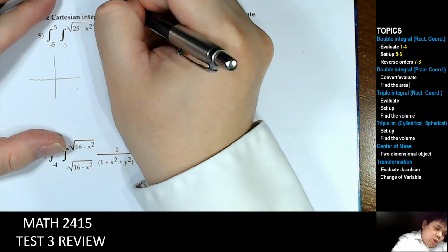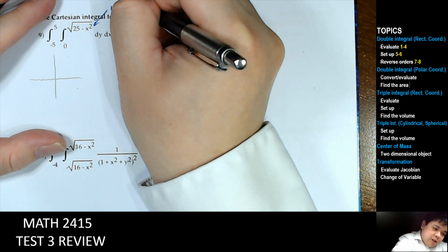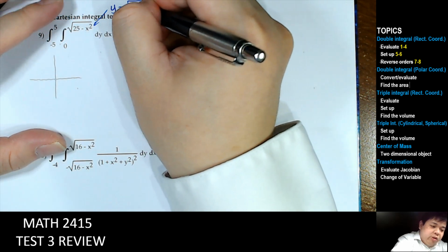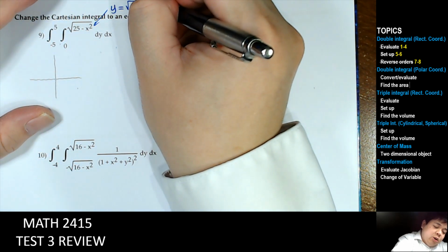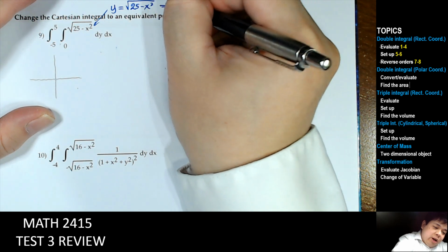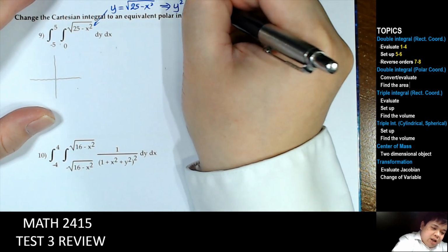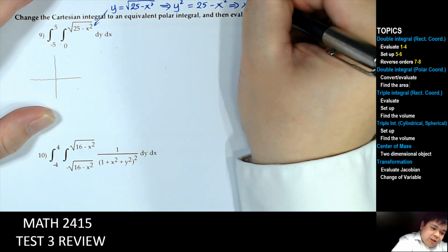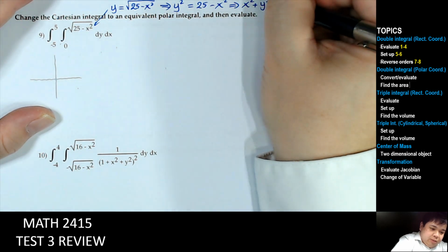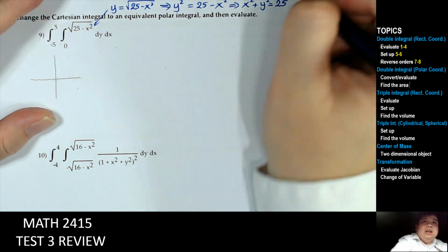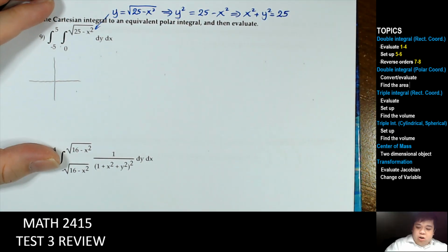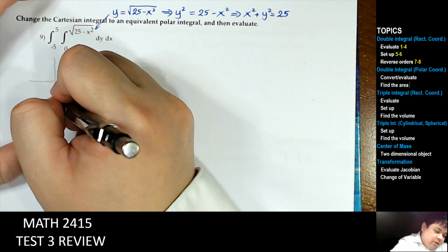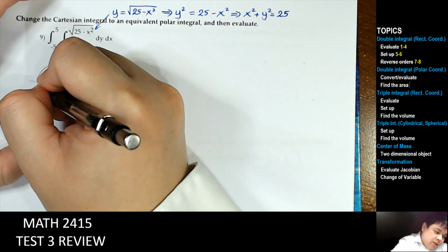y equal to the square root of 25 minus x squared, square both sides, y squared equal to 25 minus x squared, which is x squared plus y squared equal to 25. So we have the equation of a circle, radius equal to 5, and the center at the origin.